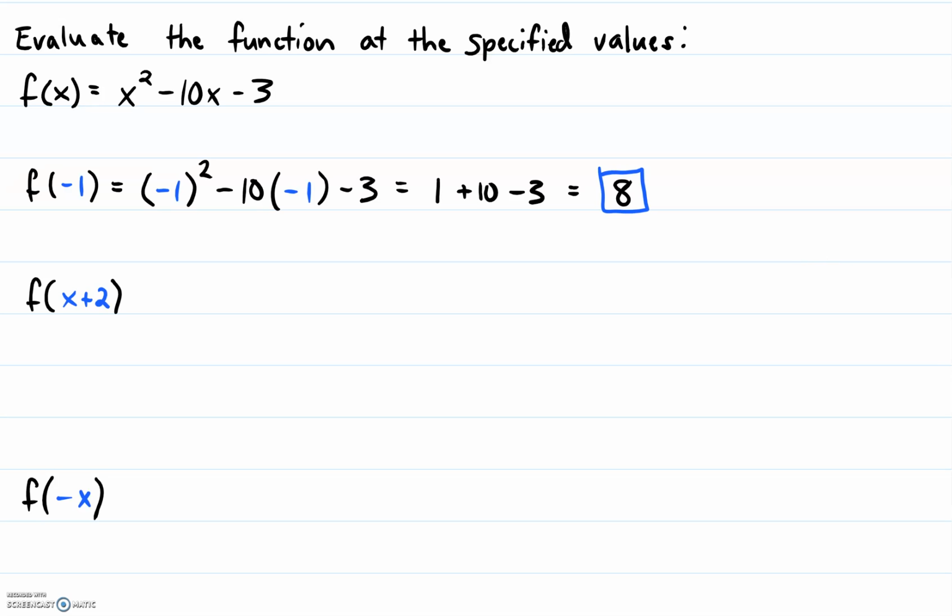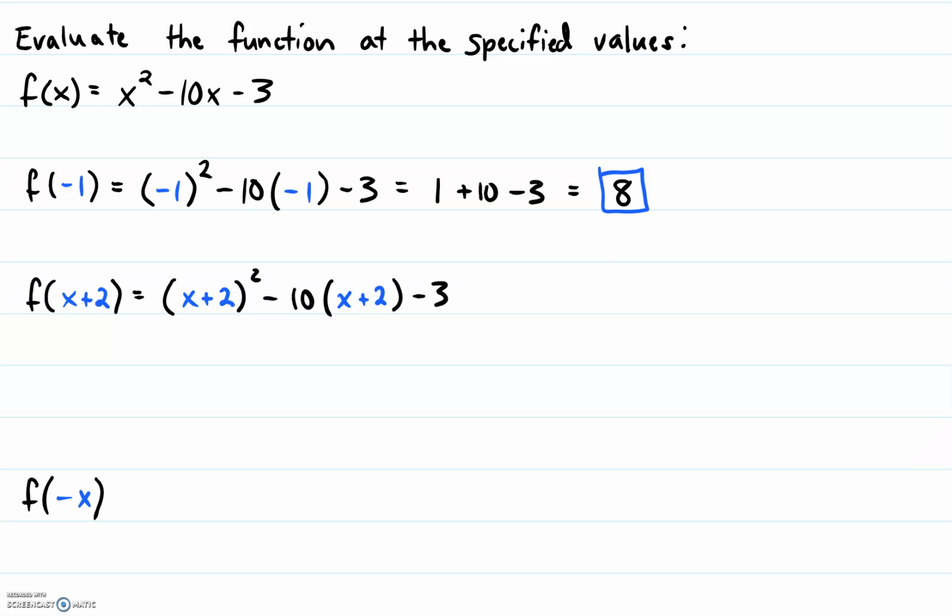So we're going to apply the same principle to our second problem. We want to find the f of x plus 2. Everywhere we have an x in the original problem, or everywhere we have a something, we're going to put x plus 2. It's really important when we do the something squared that we put the x plus 2 in parentheses, and you'll see why in just a minute. So something squared minus 10 times, again, we want to put the x plus 2 in parentheses, minus 3.